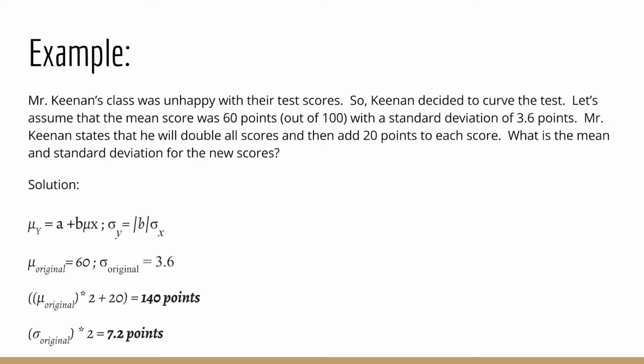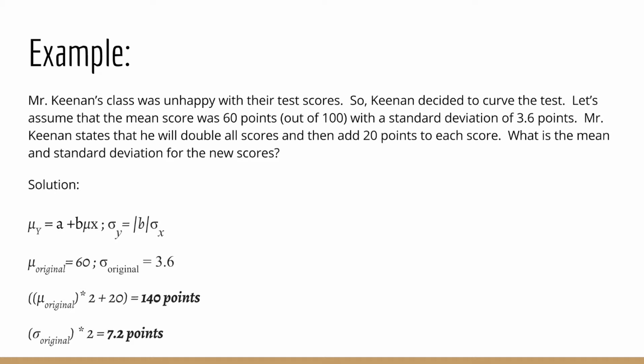Now we're going to take a look at a couple of examples. First, a basic example, and then a little bit more difficult one. The first one is going to involve linear transformation, and the second one is just going to be combining two random variables. Let's get started. Mr. Keenan's class was unhappy with their test scores, so Keenan decided to curve the test. Let's assume that the mean score was 60 points with the standard deviation at 3.6 points. Mr. Keenan states that he will double all scores and then add 20 points to each score.